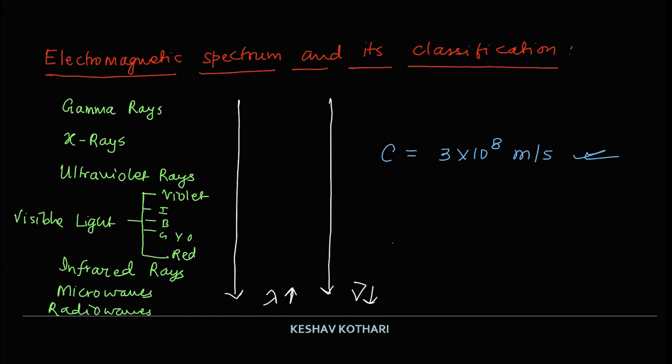The next one is these waves are not deflected by the electric and magnetic field. Although they have the electric and magnetic component in them, they cannot be deflected by electric and magnetic fields. And the last property common to them is that they are transverse in nature. So these waves are transverse in nature.